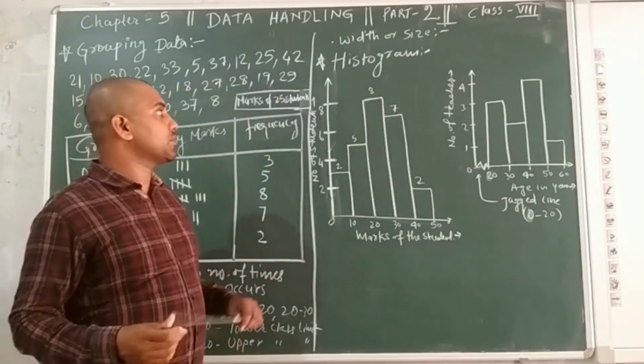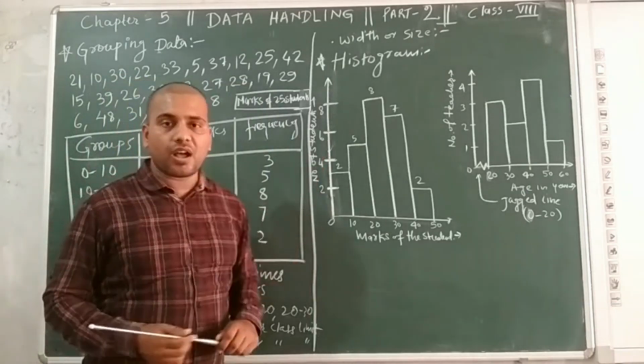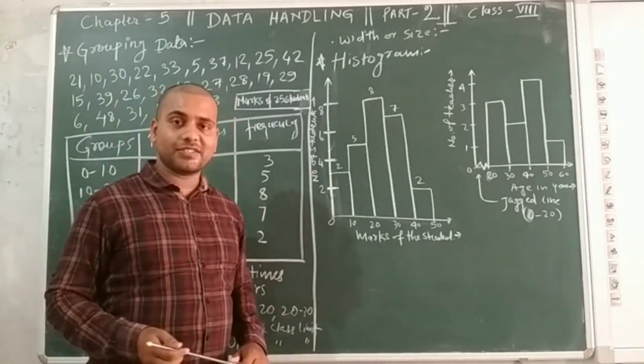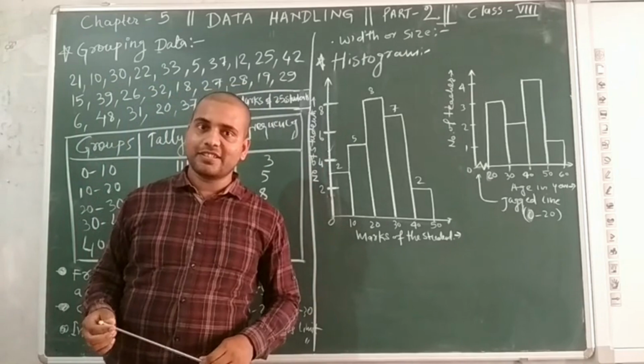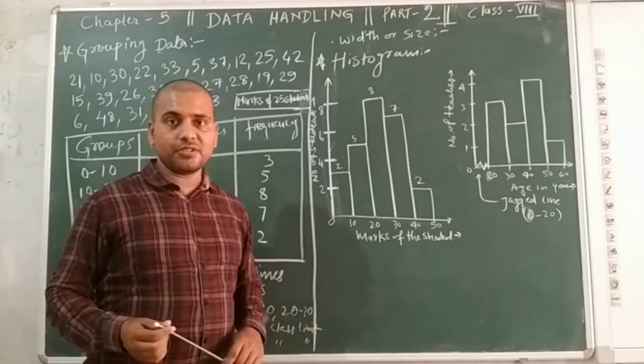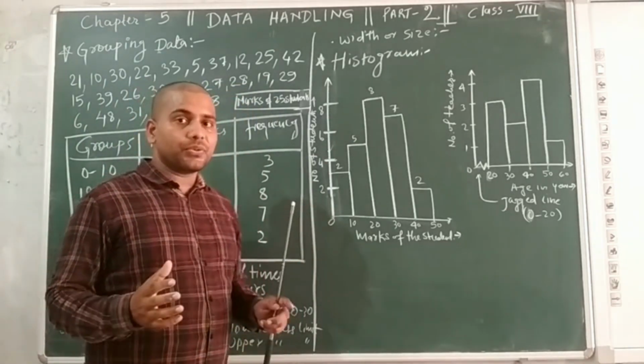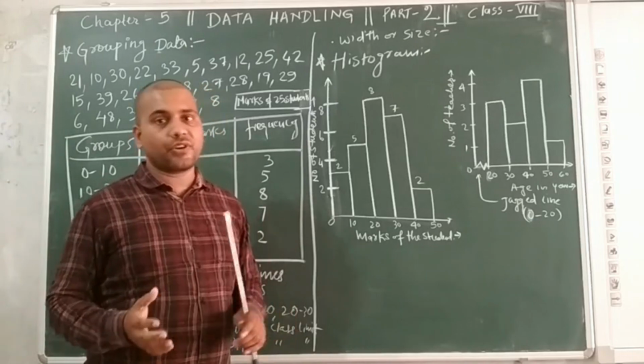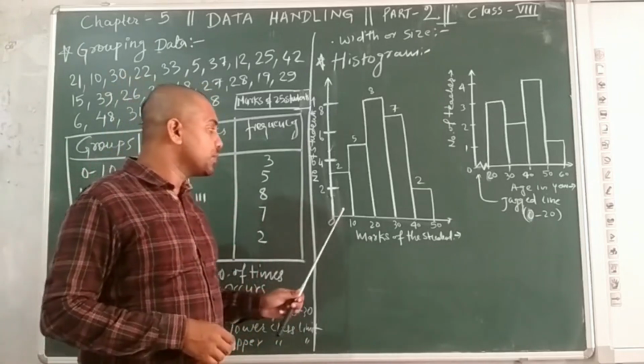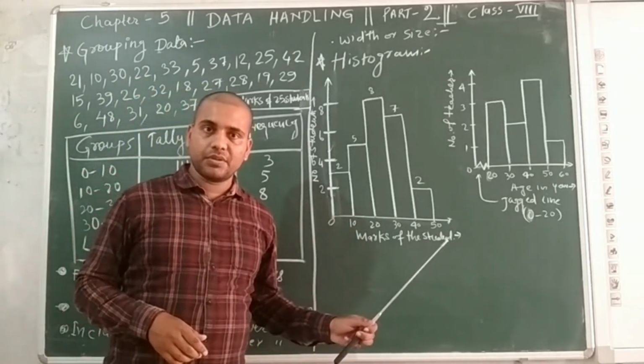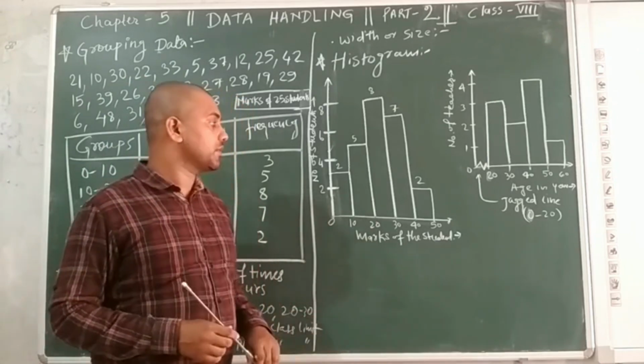Now the next topic, students, is the histogram. It looks like a bar graph only. We have used bars also, but a few things are different from a bar graph. What? We don't have a gap here.